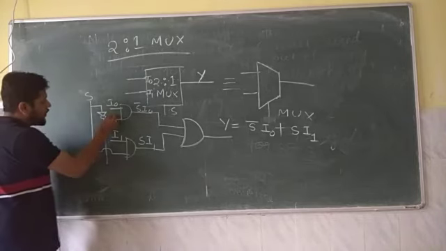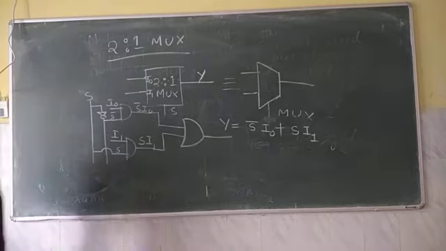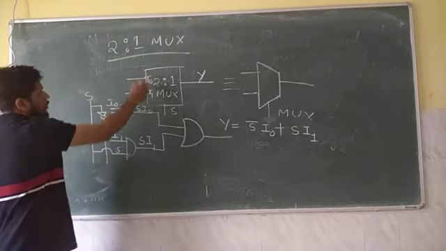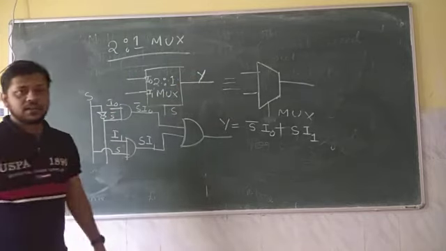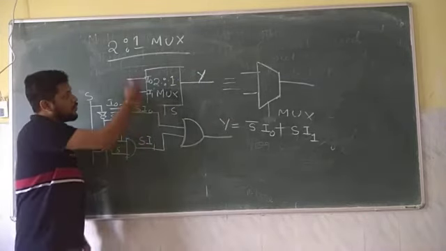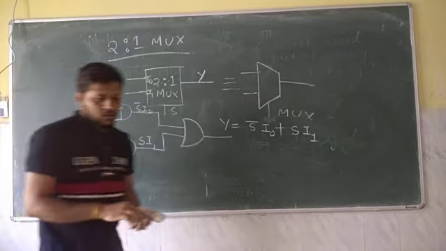Here we will have S bar as an input. Here S is an input. So I0, I1 are the input lines, Y is the output line, and S is the selection line. S will decide which input is going to connect with the output. So this is basically your 2:1 MUX.